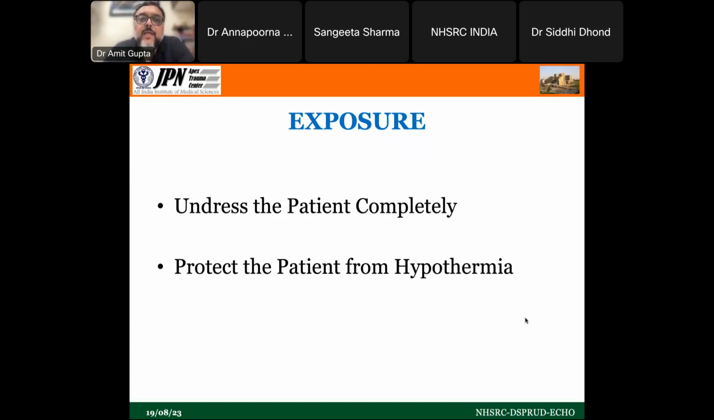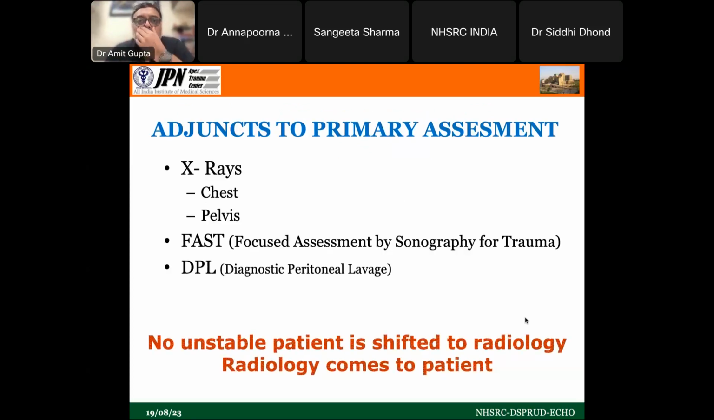Expose the patient completely, and protect the patient from hypothermia. There are adjuncts to the primary survey, which are just 2 x-rays and a FAST. DPL nowadays is not done. No unstable patient should go to radiology. In fact, in trauma, there should be x-rays and ultrasound in the emergency room itself. That means you should have a portable x-ray for chest and pelvis and an ultrasound machine for FAST, which is nothing but focused assessment with sonography in trauma.